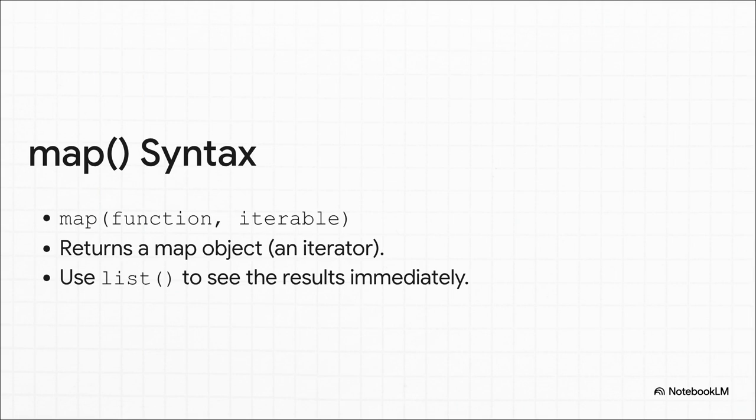Just map, function, iterable. But here's a really key detail you've got to remember. Map doesn't just hand you a list back right away. It gives you this special map object, which is something called an iterator. Now, why does it do that? Well, it's incredibly memory efficient. It only calculates the values as you ask for them. Pretty smart, huh? Of course, if you want to see all the results at once, you just wrap it in list.